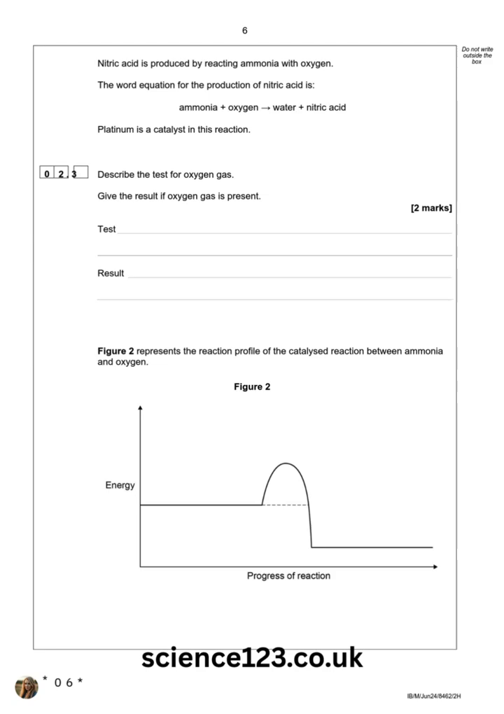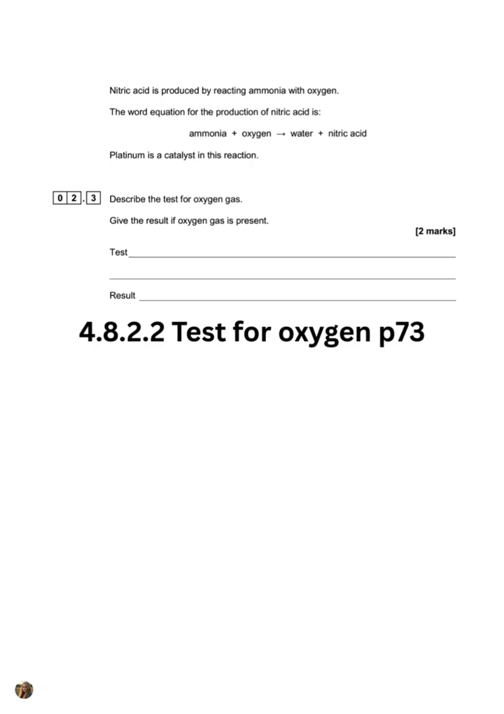So from previous years, I would say that of the gas tests, hydrogen, oxygen, carbon dioxide and chlorine, you usually ask 2 of those across the 2 papers. If you do need to revise, then look at page 73 on the specification. So a simple test, you need a glowing splint, and the result is that it relights.